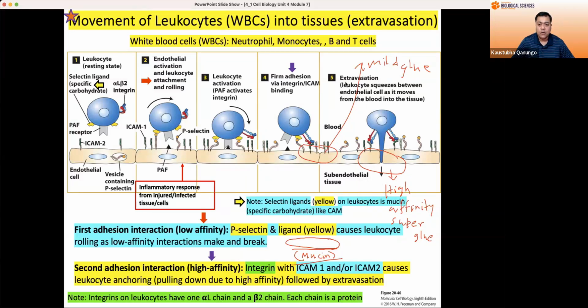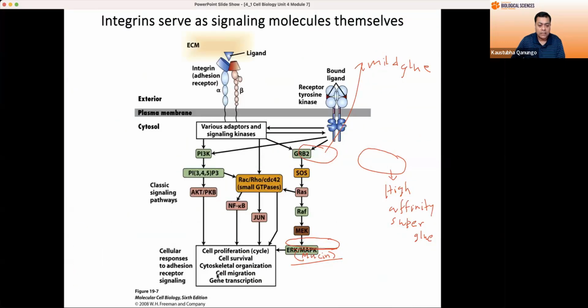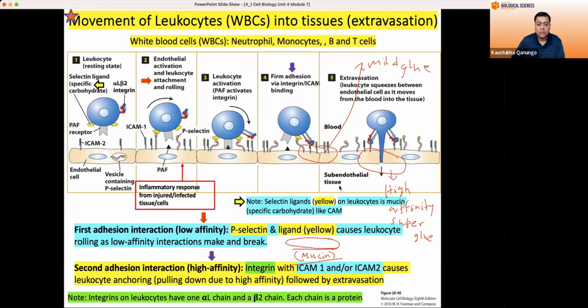And this is essentially known as the extravasation. Leukocyte squeezes between the endothelial cells as it moves from the blood to the tissues. So that is the important part. Remember that all these occluding and the anchoring junctions are broken up in specific places where the extravasation is taking place. And that essentially happens with all this signal transduction right here, cell migration and all those. These are cellular responses for adhesion to receptor signaling, much more complex receptor signaling. And all these things happen due to that. And now it just goes in there.